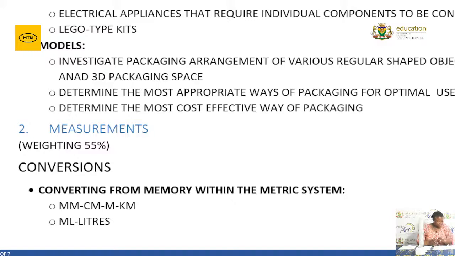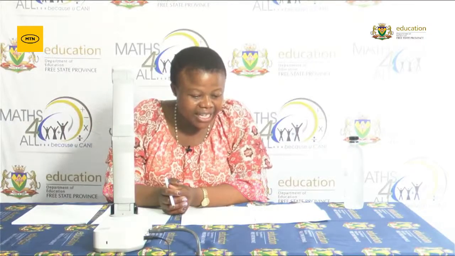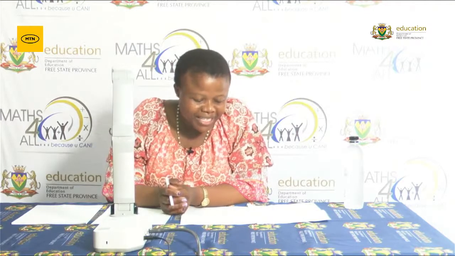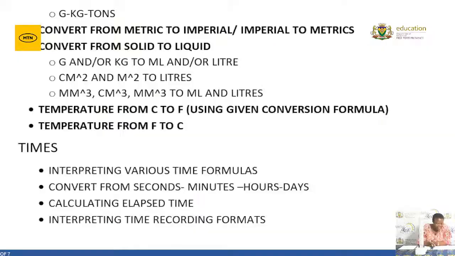Under measurement, we have conversion, where we convert from memory within the metric system: millimeters, centimeters, meters and kilometers. Milliliters to liters, kilograms to tons. If I cite an example, from grams we move to kilograms, from kilograms we go to the ton. And then the other subtopic is we convert from metric to imperial and imperial to metric.